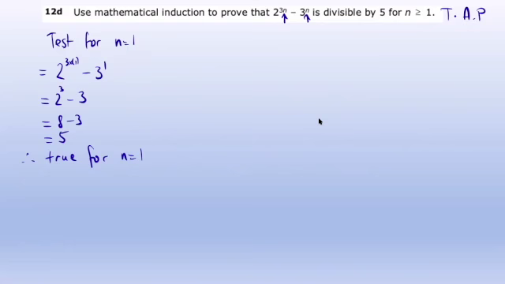Let's go to the next step, assume. All right, now here's where it's a little bit different to the equation part. We're going to have to form our own equation. Let's write the same statement. Assume true for n equals k. And then I'm going to go 2 to the 3k minus 3 to the k. And now I'm making an equality, and the equality that I do is just 5m, okay? Because it tells us that's divisible by 5.